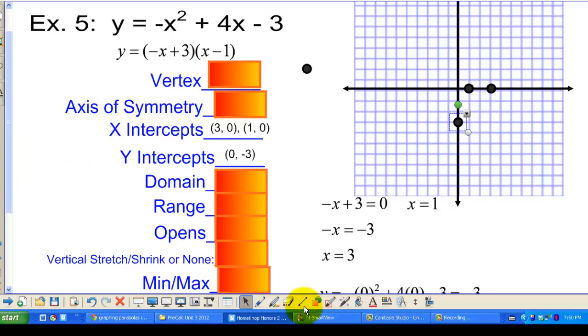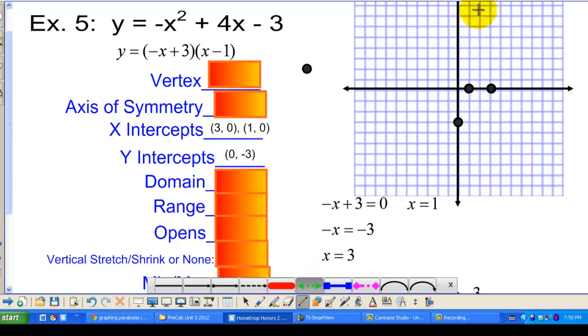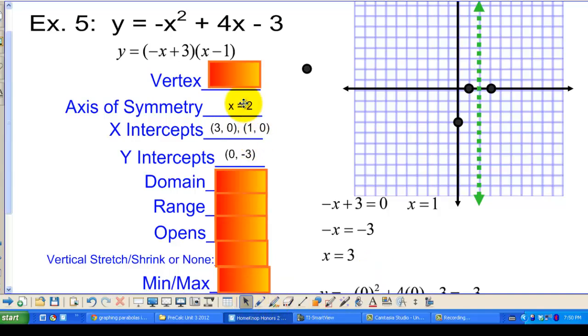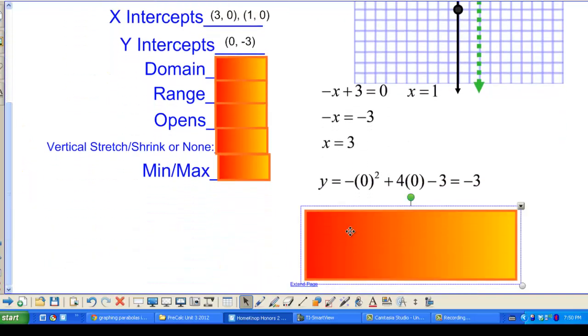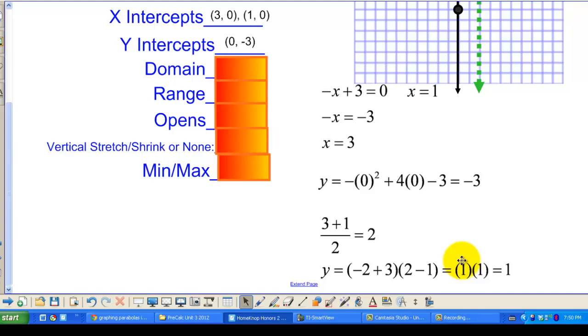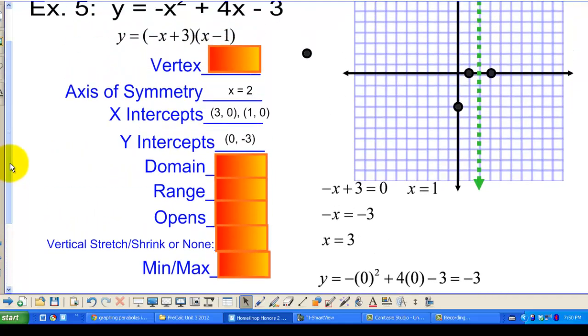Well, my axis of symmetry has to fall right smack in between my x-intercepts. So if you use fingers and count and use the graph, you'll see that the axis of symmetry is x equals 2. For those of you that need some arithmetic, I can take an average of the x-intercepts. So 3 plus 1 divided by 2 is 4 over 2, which is 2. And then you can plug 2 back into either the original standard form or the factored form. I use the factored form. Negative 2 plus 3 times 2 minus 1, which gives you 1 times 1. And my vertex is 2, 1.